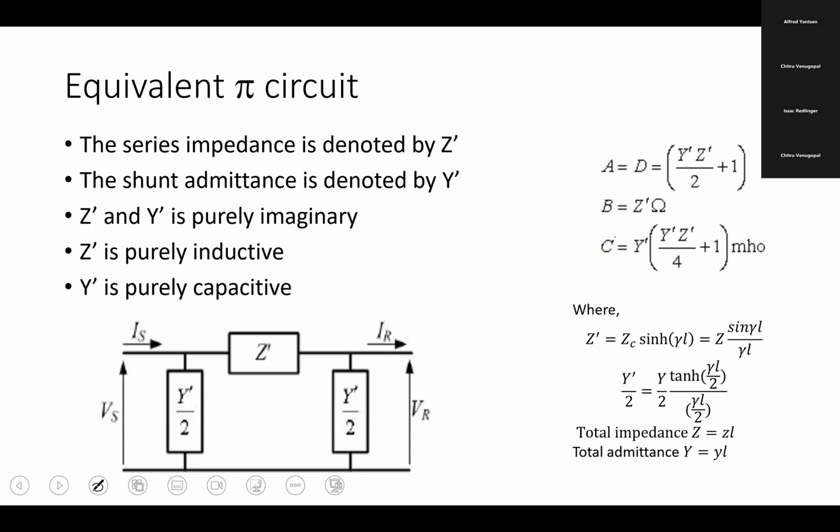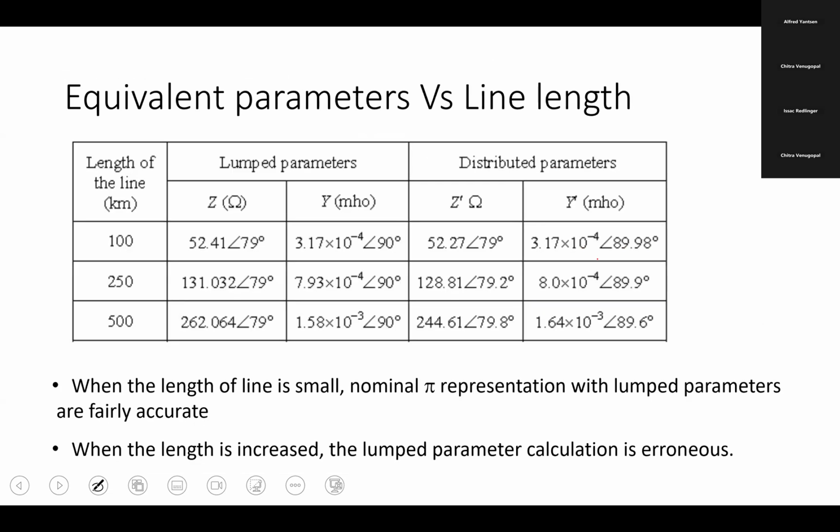So this is the equivalent pi circuit. In the pi circuit, these are the formulas that can be derived for ABCD. This is how it looks: equivalent parameters versus line length. Whether it is lumped parameters or distributed parameters, your Z, Y values or Z prime, Y prime values change a little bit.